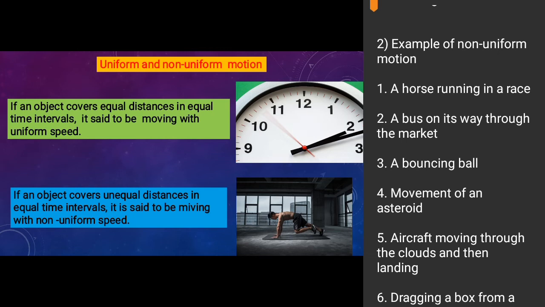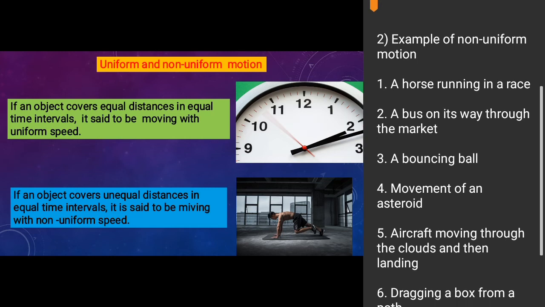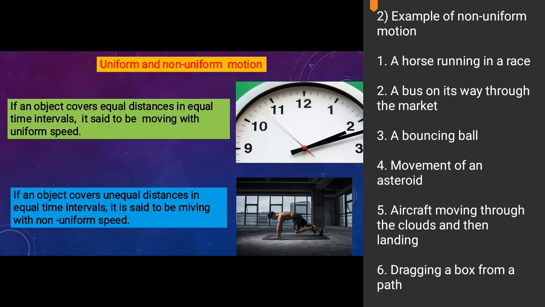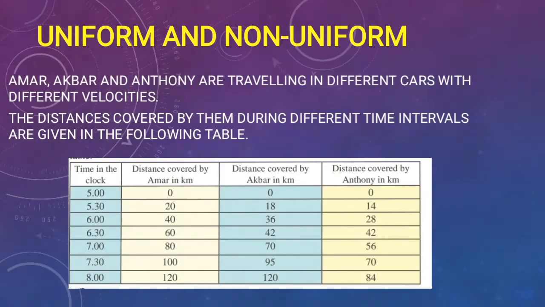Then you come to examples of non-uniform motion. A horse running in a race. What does this basically mean? It means that there's nothing fixed. What distance the horse will cover in how much time, nothing is fixed over here. Next example, a bus on its way through the market. If the market is crowded, the bus will not be able to reach its destination on time. Then a bouncing ball, movement of an asteroid, an aircraft moving through the clouds and then landing, dragging rocks from the path. These are all examples of non-uniform motion.